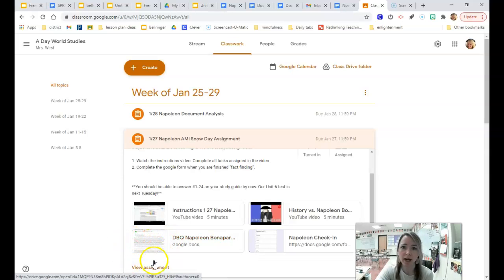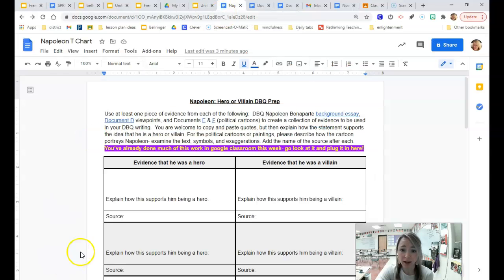So you need to take at least one piece of evidence from that document and dump it into one of these boxes: evidence that he was a hero, and evidence also that he was a bad guy, a villain.